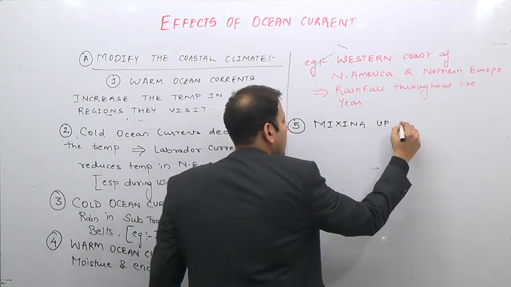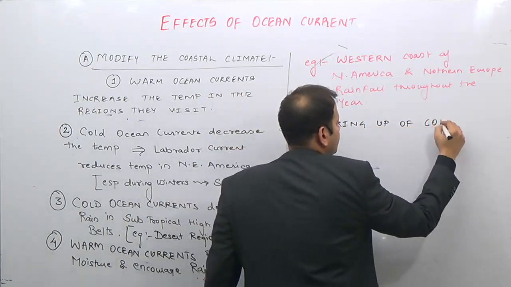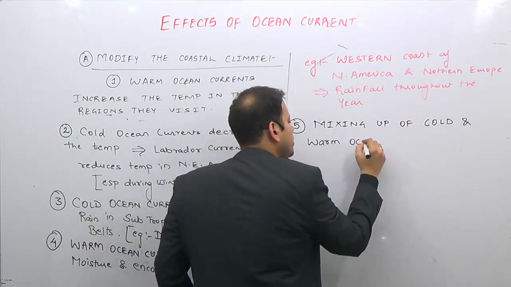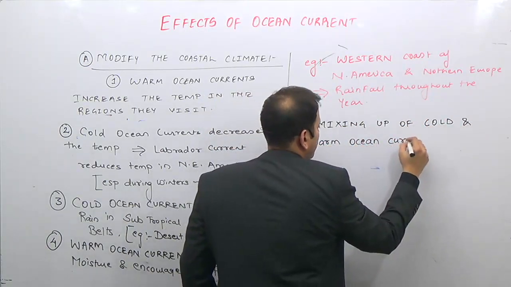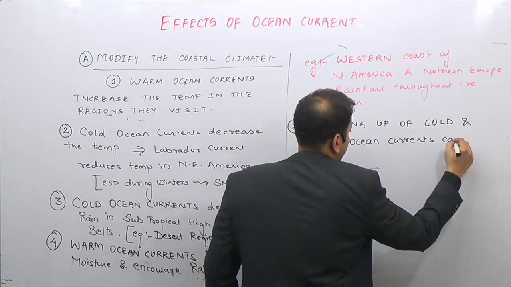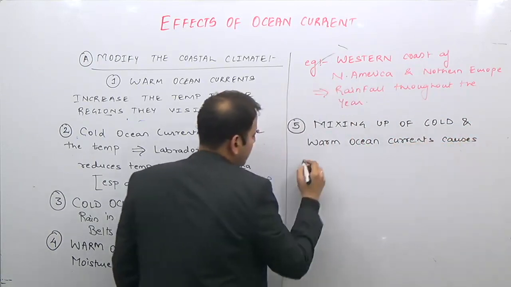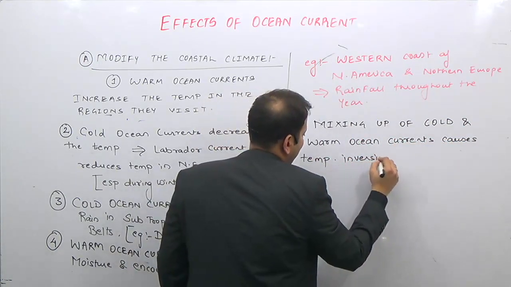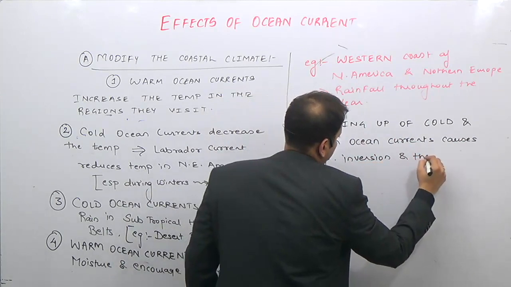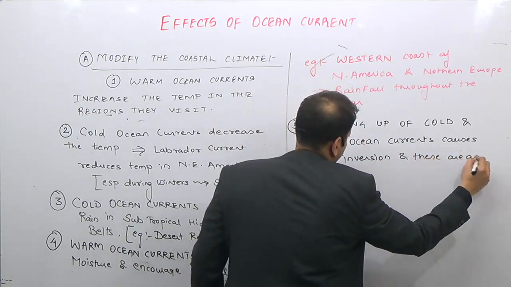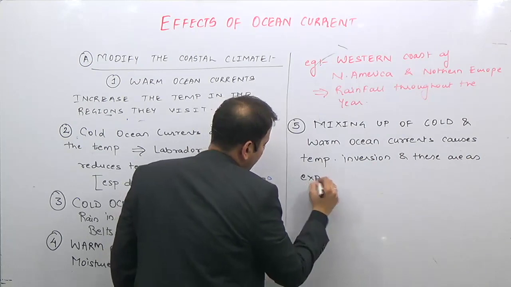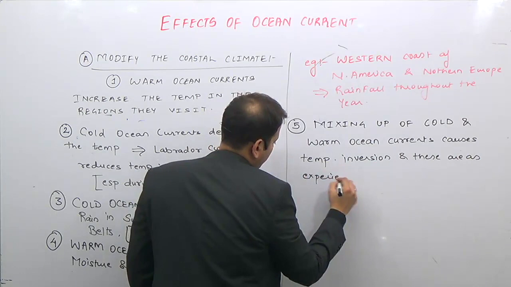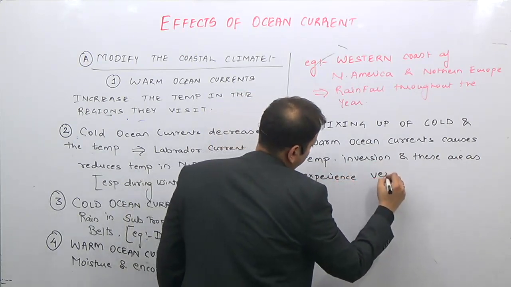The mixing up of cold and warm ocean currents causes temperature inversion, and these areas experience extremely dense fogs. Very dense fogs.